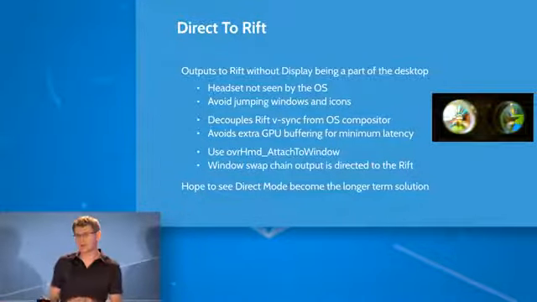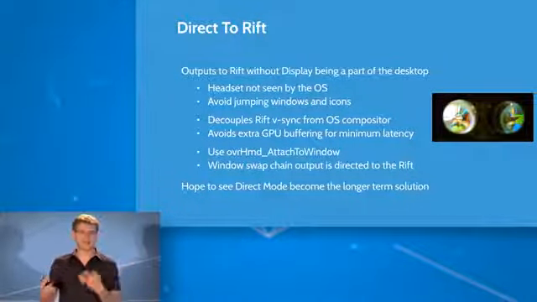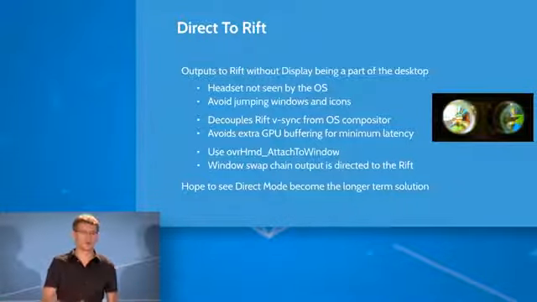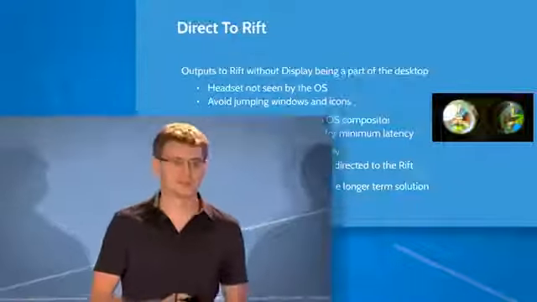From a programming point of view, the way you use this rendering mode is to set up a regular window with a swap chain, and you call a function called attached to window, and from that point on, the output will actually show up on your rift. This is fairly straightforward to use. Now, we do hope that direct mode will become, as we work through various kinks with it, more of an accepted and standard solution, since it allows seamless switches between applications and various other things.